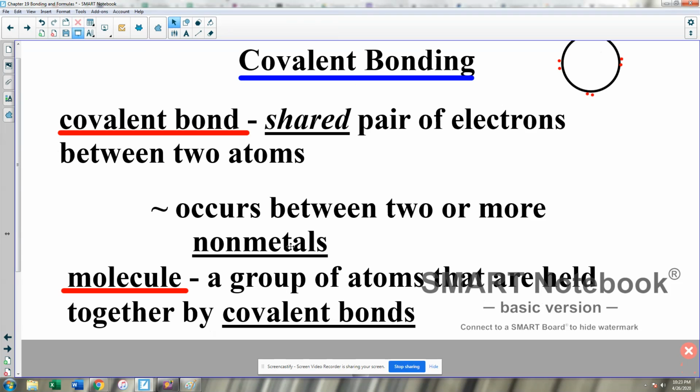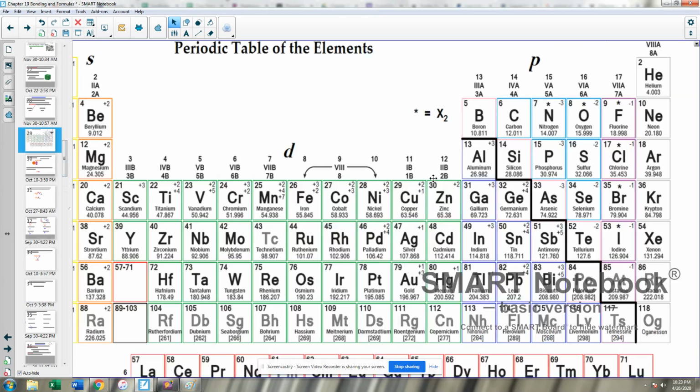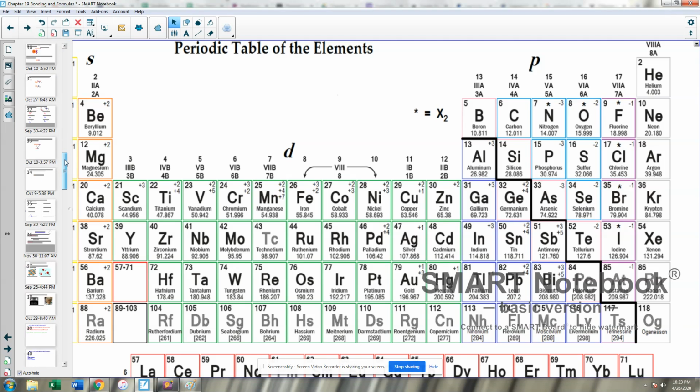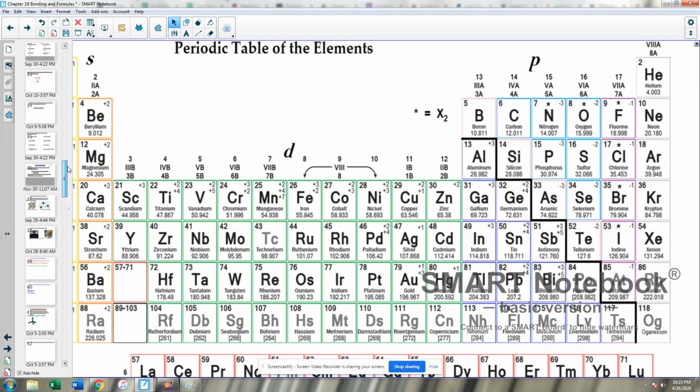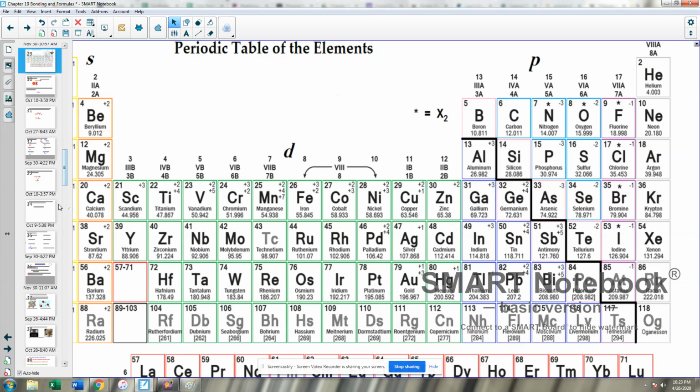This only happens with a certain kind of element. It only happens with nonmetals. So as a reminder, where are the nonmetals? The nonmetals are off to the right side of your periodic table. So anything to the right of the staircase is a nonmetal. And sometimes hydrogen is considered a nonmetal as well. So usually we consider hydrogen as capable of sharing electrons. Even though it has a charge written there, it can become an ion, a positive ion, but normally we consider hydrogen to be acting like a nonmetal in this circumstance. So hydrogen can share electrons as well.